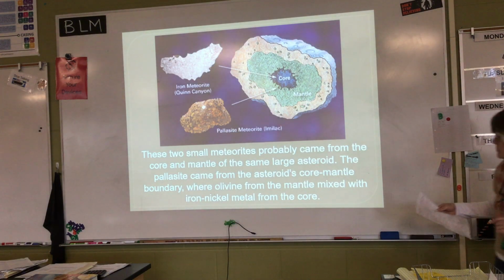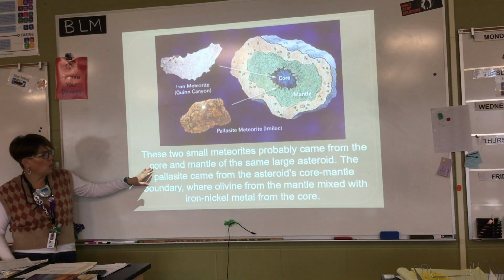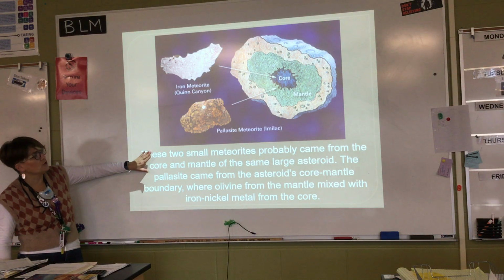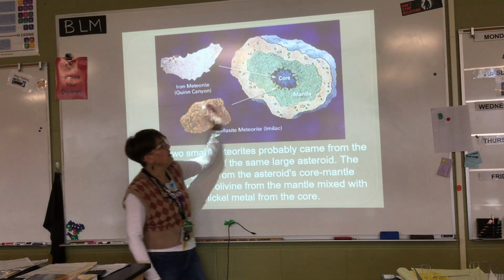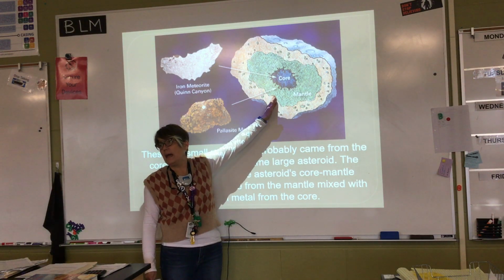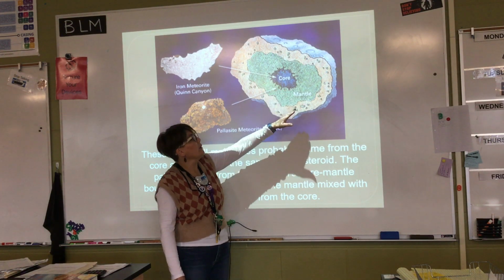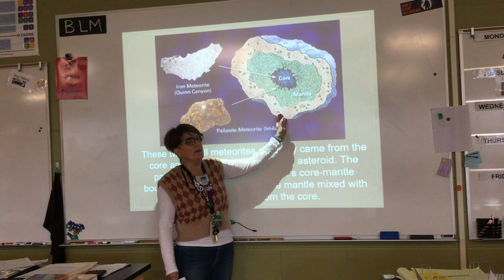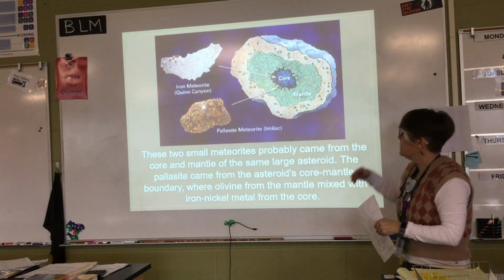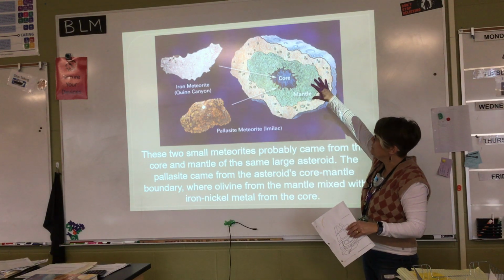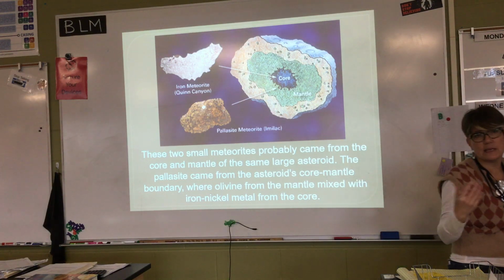I'm going to show you a picture. These are two small meteorites, and they probably came from the core and mantle of the same large asteroid. If we look at the middle of them, we see that even asteroids have a core, and when we analyze it, we see that it's nickel and iron. We're able to see that it has a mantle, and that it has a crust. So we make the assumption that if we can see this in large meteorites, we are then able to see what's in the center of our own planet.